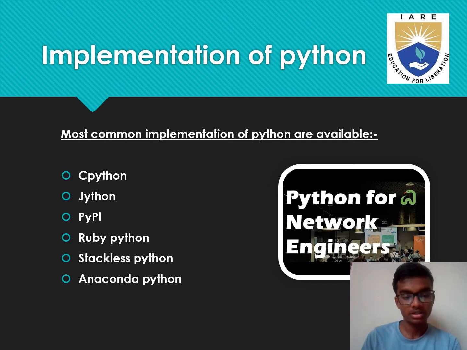Jython. Jython is a Java implementation of Python that combines impressive power with clarity. Jython is freely available for both commercial and non-commercial use. PyPI, also known as the Python Package Index, is a repository of software for the Python programming language. PyPI helps you find and install software developed and shared by the Python community.